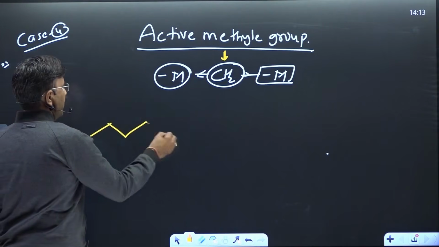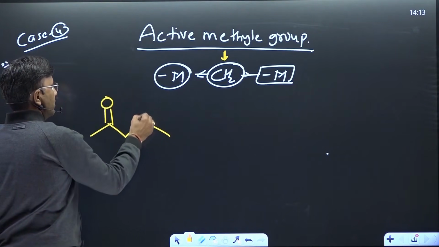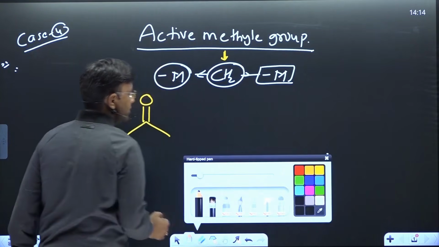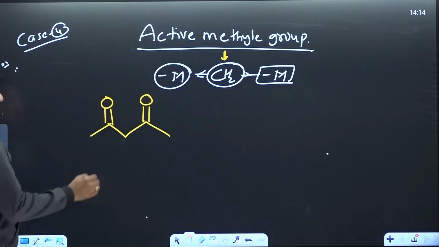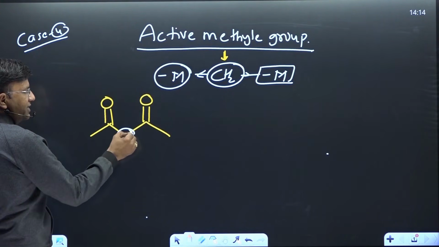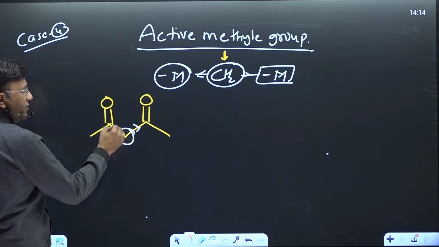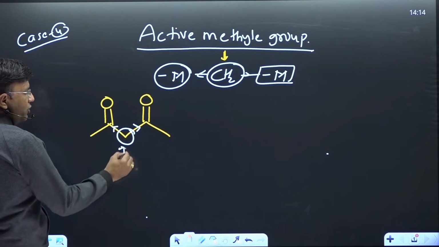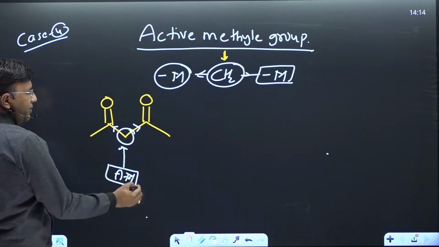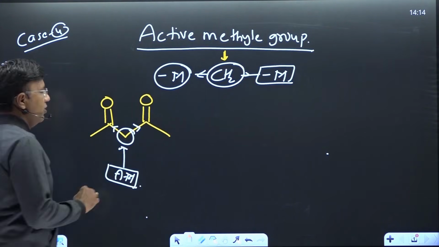So tell me, if we have this diketone, can you identify which one is the active methylene? Here, the CH2 in the middle. If an H plus is removed from here, the negative charge will resonate on both sides. So it is between 2 CO groups. This is called a M. M means active methylene group.